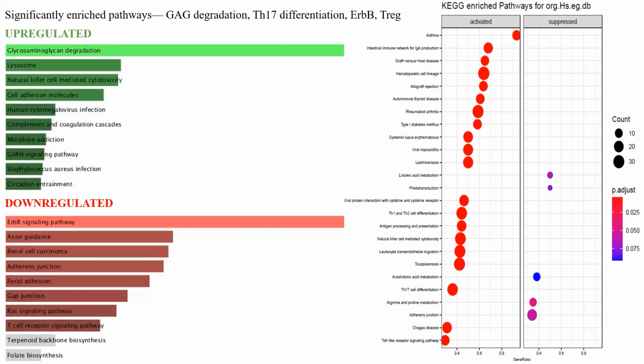So since ECM degradation is an important step in cancer metastasis, GAG degradation and the expression of these enzymes actually contribute to tumor progression by promoting invasion, angiogenesis, and metastasis. And the ability of cancer cells to invade the surrounding tissues greatly depends on the expression of these enzymes. Moreover, the overexpression of glycosaminoglycan degradation is known to promote tumor metastasis, which is a known contributing factor to therapeutic resistance.